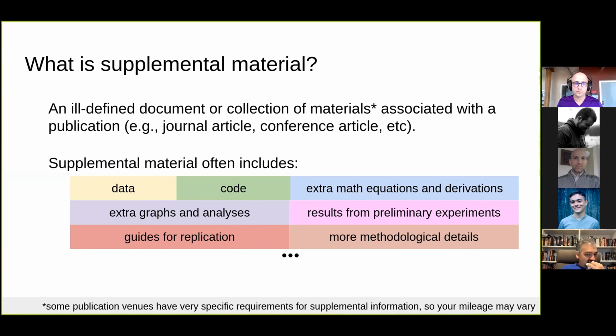The supplemental material often includes things like data, code, extra math equations or derivations that you don't want to jam into your paper, extra graphs, analyses, results from preliminary experiments that motivate why you chose the particular parameters that you chose in your paper, guides for application, more methodological details, etc. It's really just a hodgepodge of all sorts of things that you want to be linked to your publication.